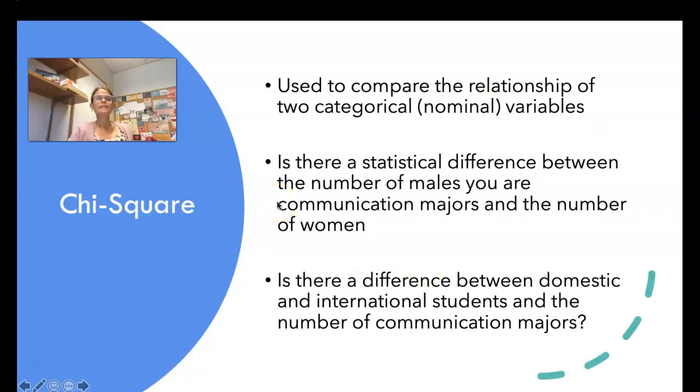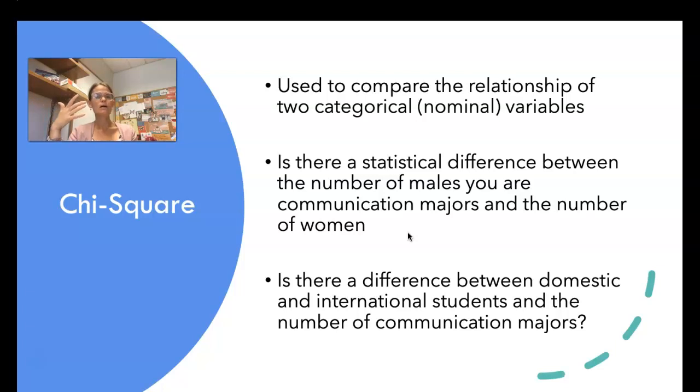So a chi-square is when we're comparing the relationship of two categorical or nominal variables, and these have two categories. So this is kind of a 2 by 2. Some of the questions you could ask: is there a statistical difference between the number of males that are communication majors and the number of women who are communication majors? What we're saying here is, is it just chance that there's a slightly different number, or is there actually something going on there? And then you would run that test.